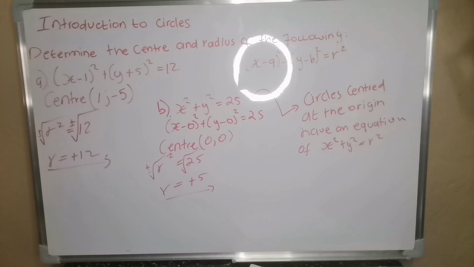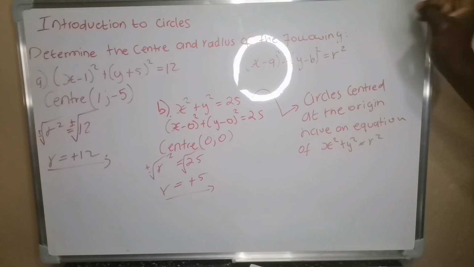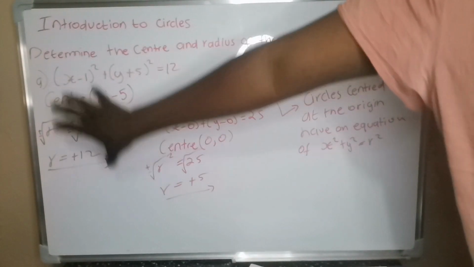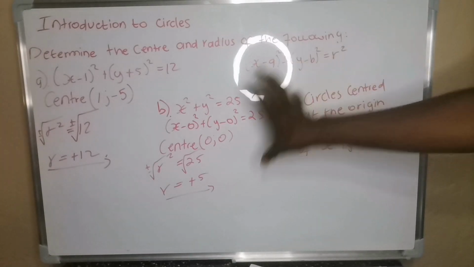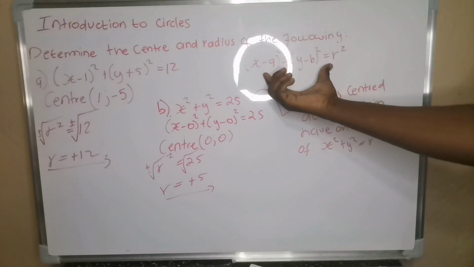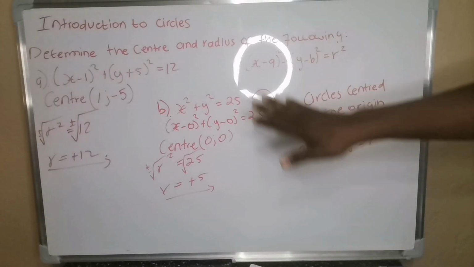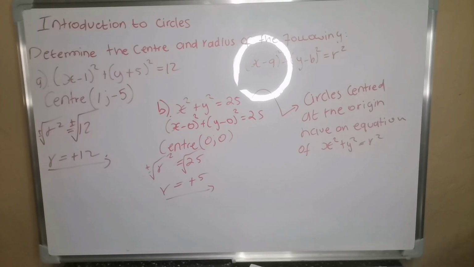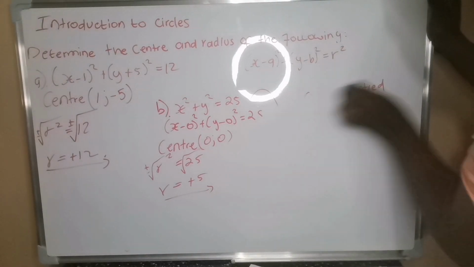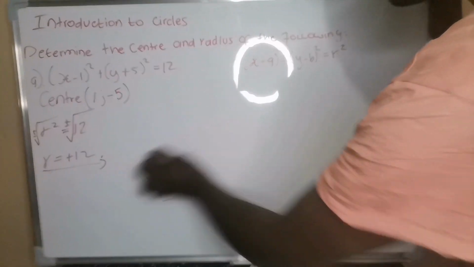So we have a circle with center that is not at the origin, and a circle with center at the origin. That's going to be our basis going forward. This is our standard equation when determining the center and radius of the circle. So guys, very simple work here. Let us do another example, the last one for this part. Let me just remove number b.